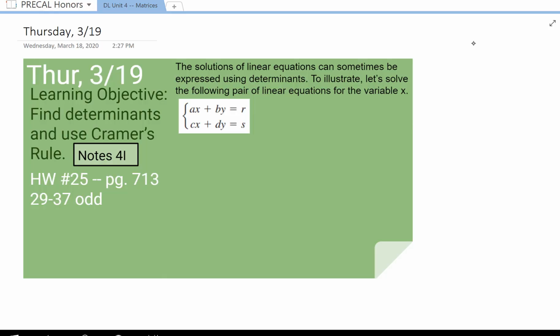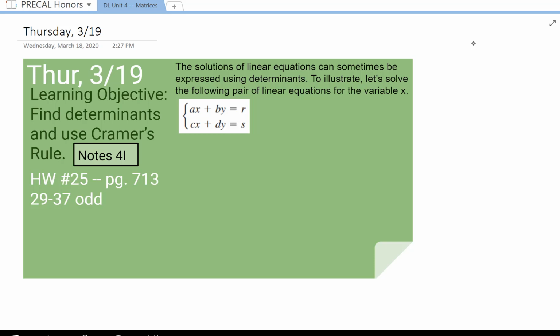So why did we even learn how to find determinants yesterday? Again, pretty much everything we learn with matrices is just other ways to solve systems of equations. So today we're going to use Cramer's rule. And I actually really like Cramer's rule. It's pretty cool. The solution of a linear system can sometimes be expressed using determinants.